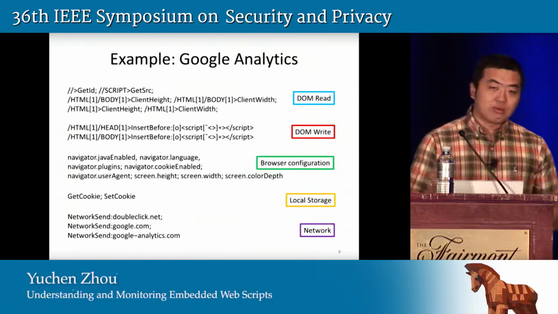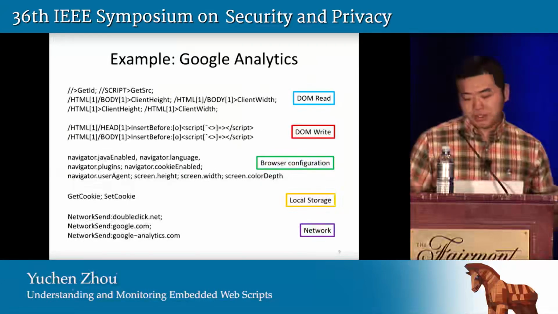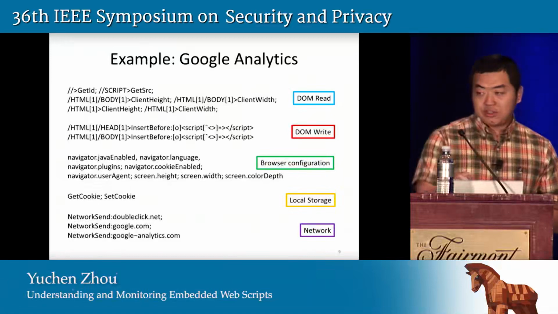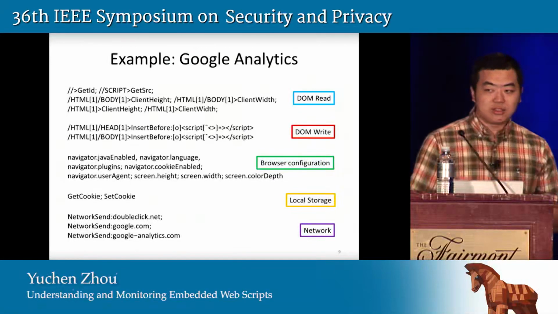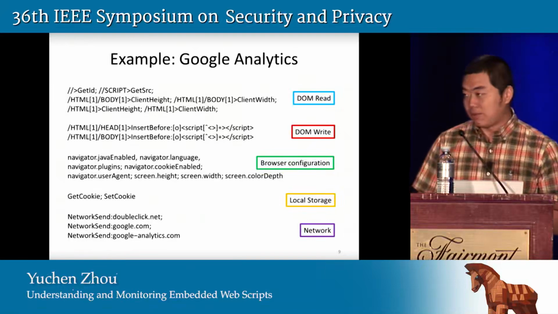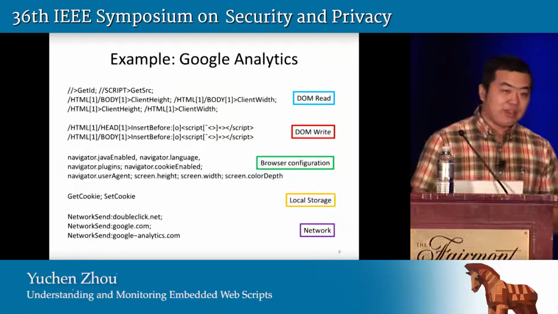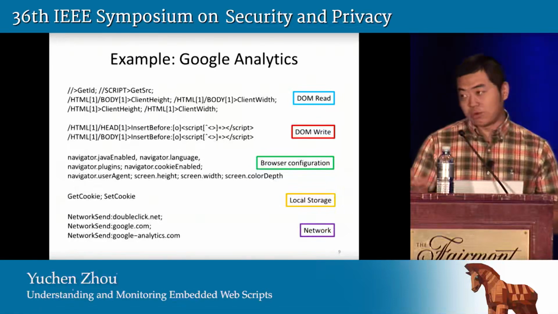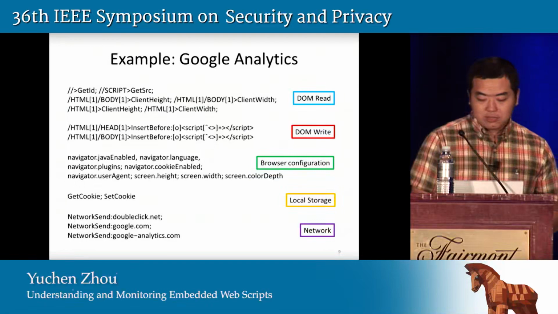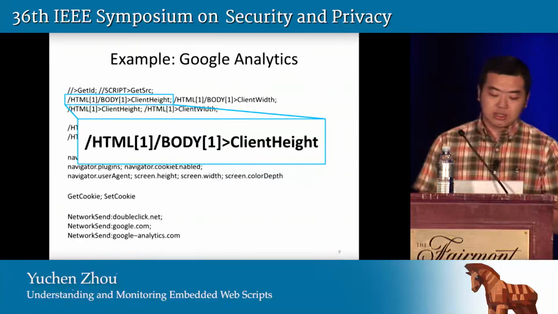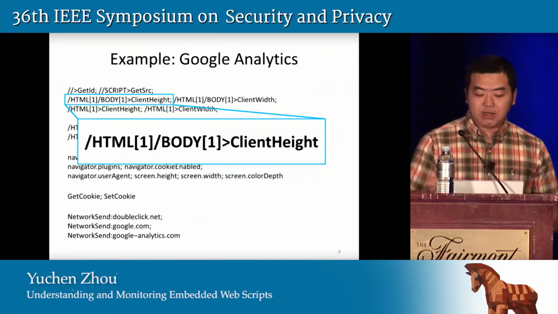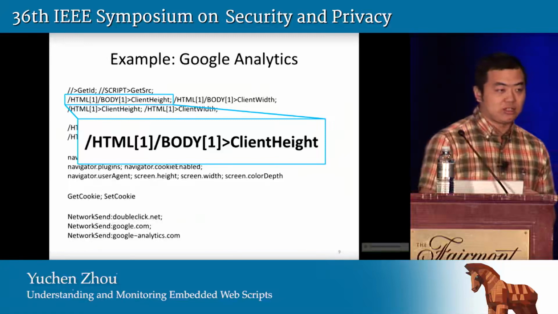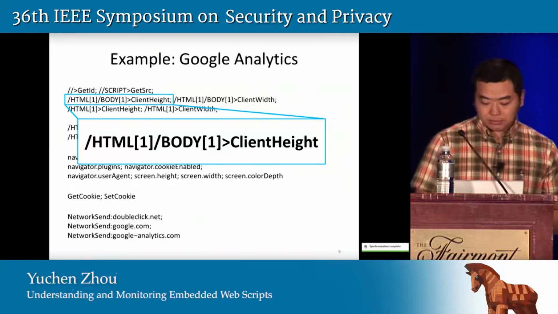So this is actually all Google Analytics does across all sites and all pages, embedding it. I'll explain individual entries in more detail, but let's just give it a general overview here. You can see that it reads certain parts of the DOM and writes to the head or body element, and then accesses some navigator object properties and also a cookie and then network. So let's focus on one of these entries. This particular permission allows Google Analytics to read the clientHeight property of the body element. So this is basically allowing Analytics to read how tall your document is.